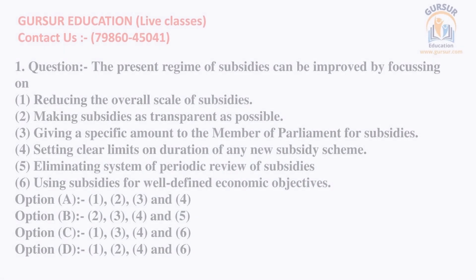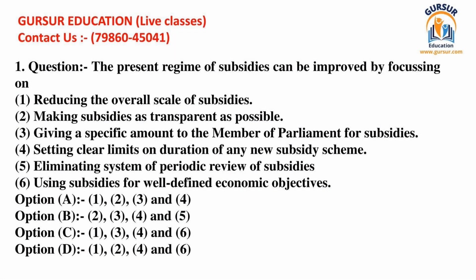Question number 1. The present regime of subsidies can be improved by focusing on: 1. Reducing the overall scale of subsidies. 2. Making subsidies as transparent as possible. 3. Giving a specific amount to the Member of Parliament for subsidies. 4. Setting clear limits on duration of any new subsidy scheme. 5. Eliminating system of periodic review of subsidies. 6. Using subsidies for well-defined economic objectives.